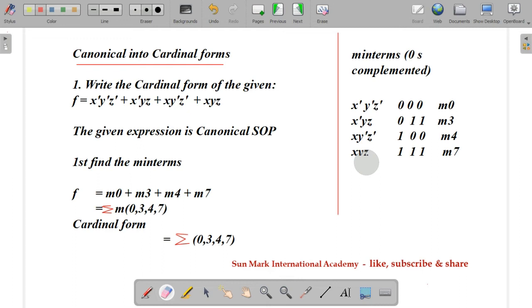An expression f equal to a Boolean expression has been given here. First of all, we need to identify whether the expression is SOP or POS. Here it is given f equal to x dash y dash z dash plus x dash y z plus x y dash z dash plus x y z. It is very clear that each of these terms is a min term, that is, a product of all the literals. So these are the min terms, and f is a function having an expression of the sum of all the min terms, that's why it is a canonical SOP.